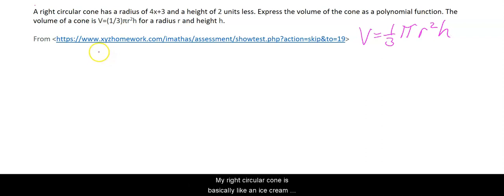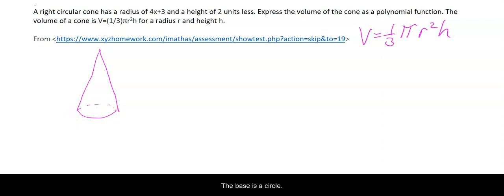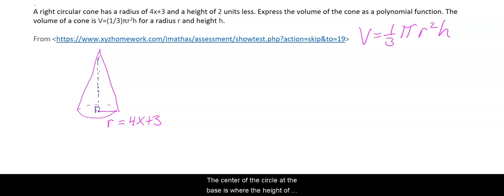My right circular cone is basically like an ice cream cone, and I'm going to draw mine kind of upside down. The base is a circle. The circle has a radius from the center to the edge. The radius of the circle is 4x plus 3. The height of the cone is coming from the tip at the top down to the center of the circle at the base.